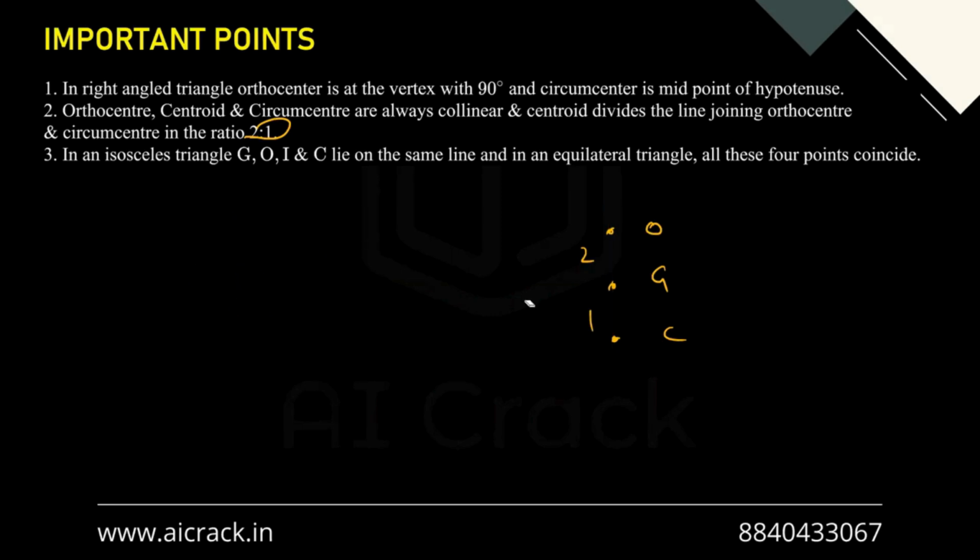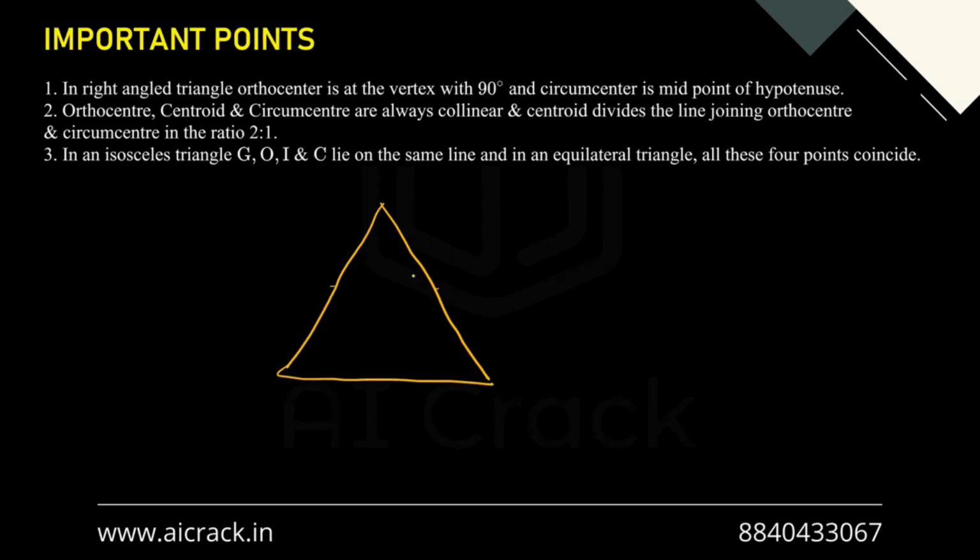Now in case of an isosceles triangle, G, O, I, and C lie on the same line, and in an equilateral triangle, all these four points are the same. So let's draw one isosceles triangle. These two sides are equal. Now when I try to draw an angle bisector, this would eventually be the perpendicular bisector as well because of the symmetry, right?